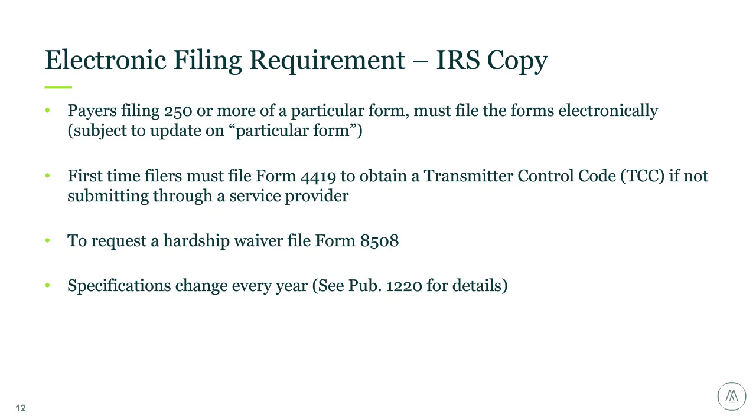You could file a 4419 to obtain a TCC. If you are e-filing for the first time, you'll need a TCC in order to do that. Oftentimes a service provider will have one and they'll use yours to file your information returns electronically. You could file a hardship waiver on Form 8508 if you were required to file electronically and you couldn't do it. However, as I mentioned, there's a lot of service providers in the market that could do that for you, so hardship waivers are getting more difficult to obtain.